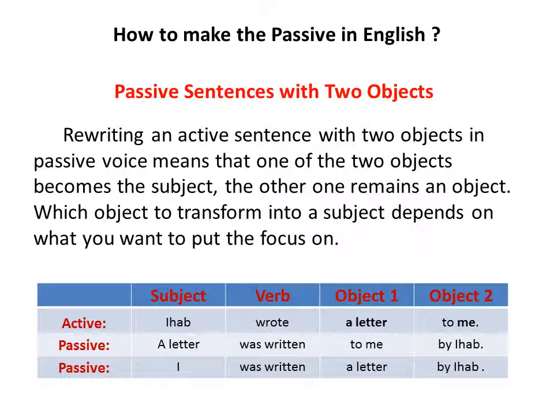Ihab wrote a letter to me. Ihab is the subject. Wrote is the verb. A letter is an object. Me is another object. To change this active sentence to passive, we can say, a letter was written to me by Ihab. Or I was written a letter by Ihab.